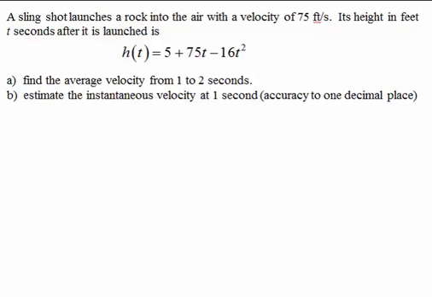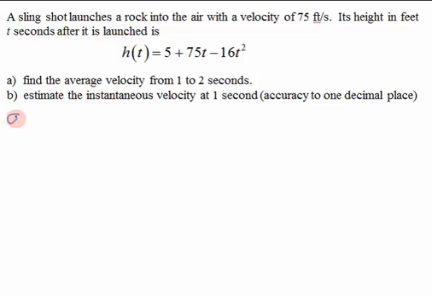A slingshot launches a rock into the air with a velocity of 75 feet per second. Its height in feet t seconds after it is launched is given by this function. A, find the average velocity from 1 to 2 seconds, and B, estimate the instantaneous velocity at 1 second.